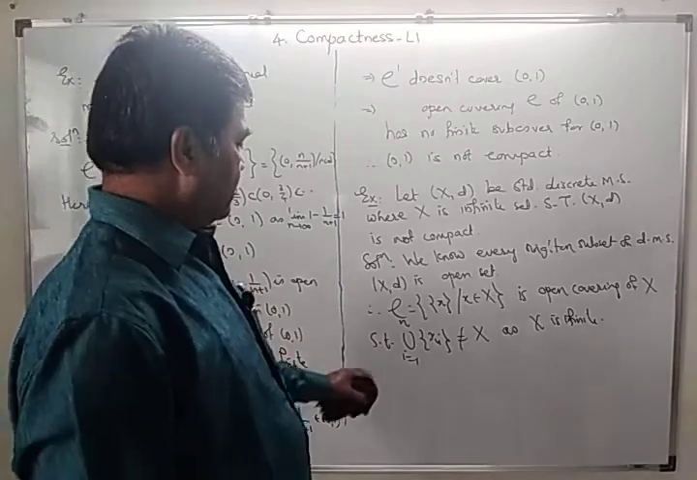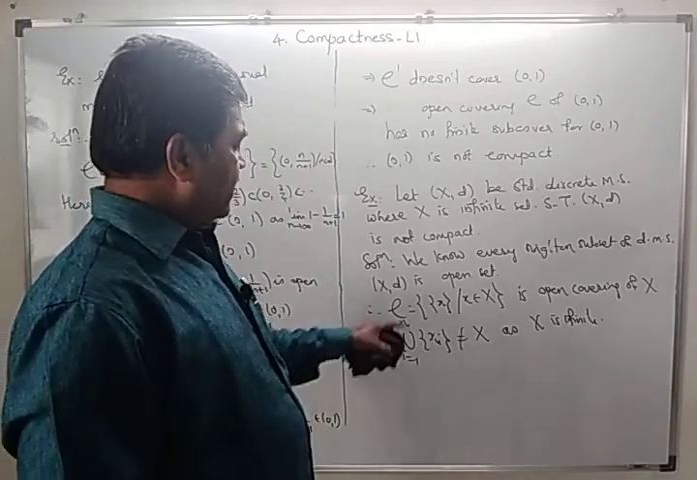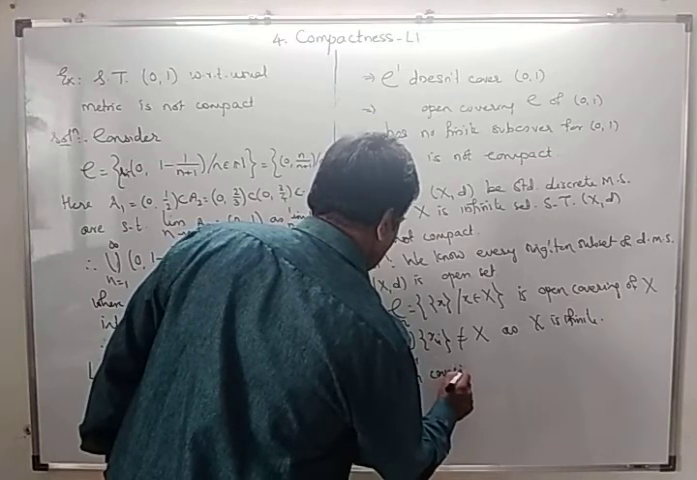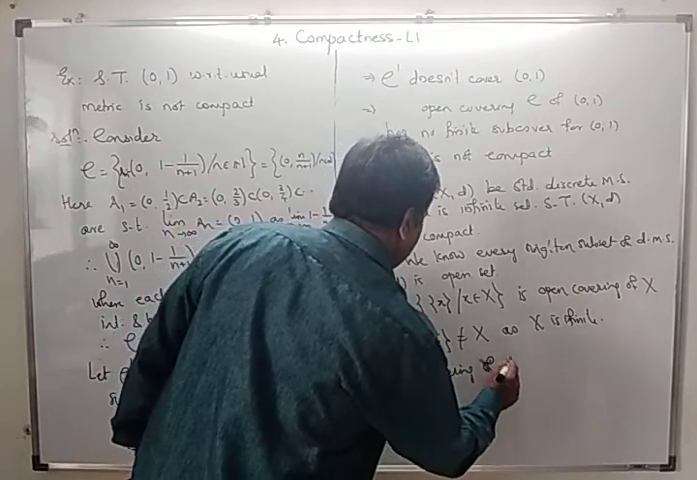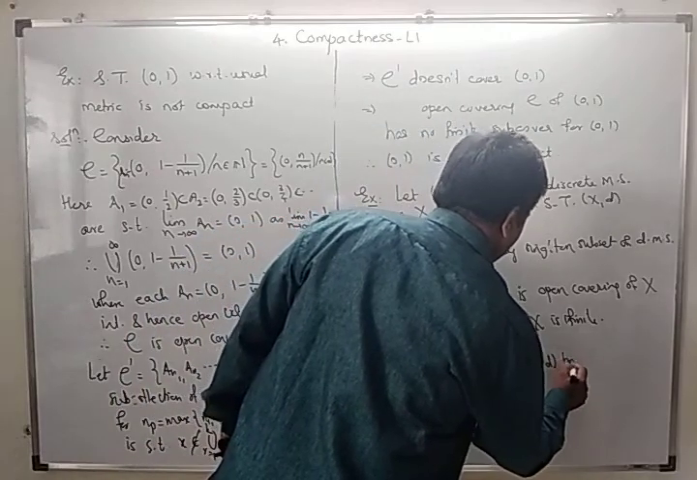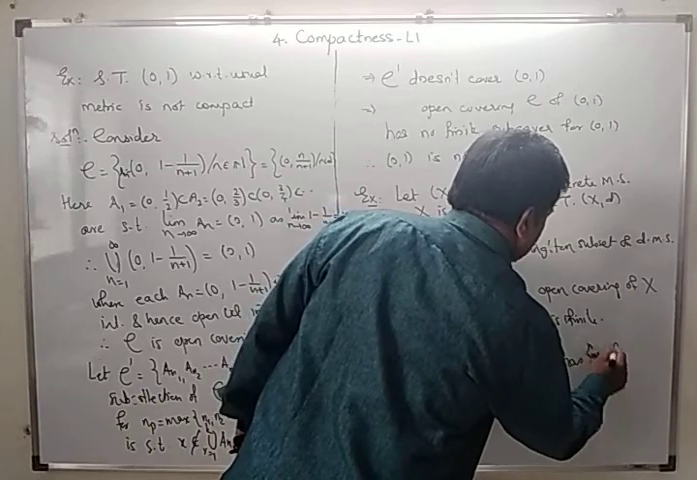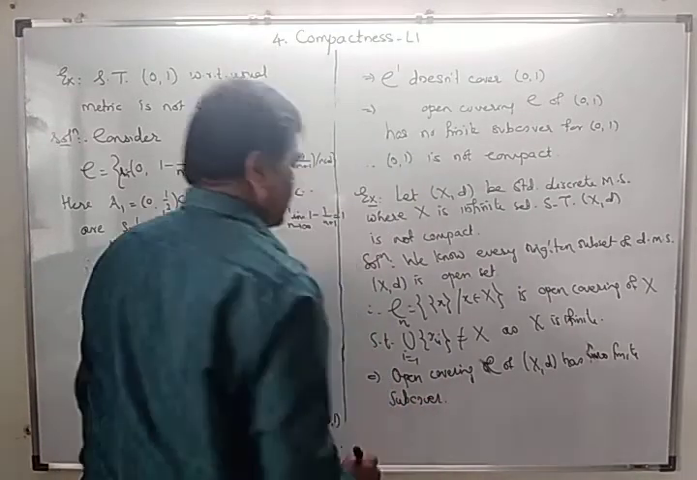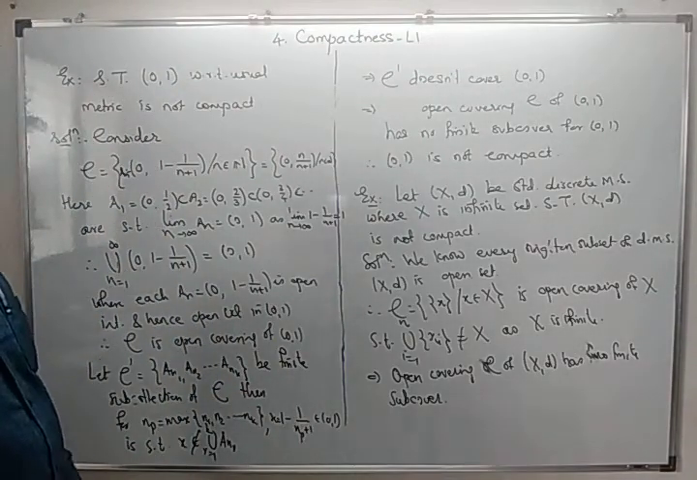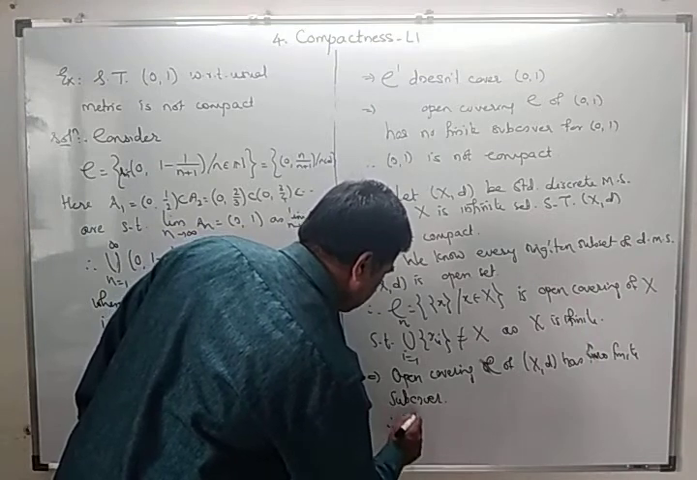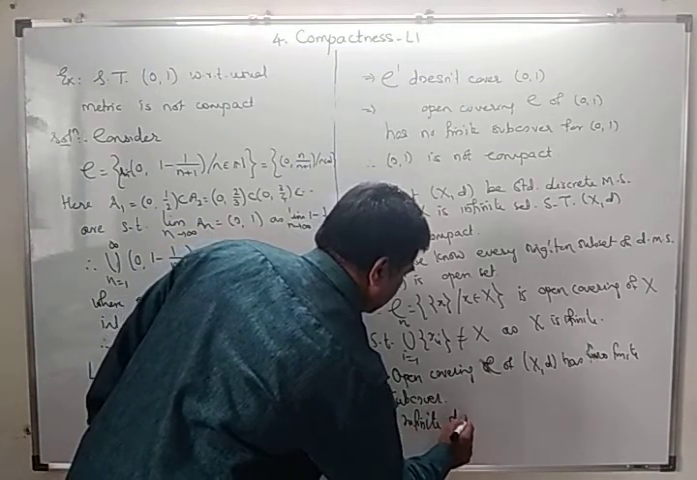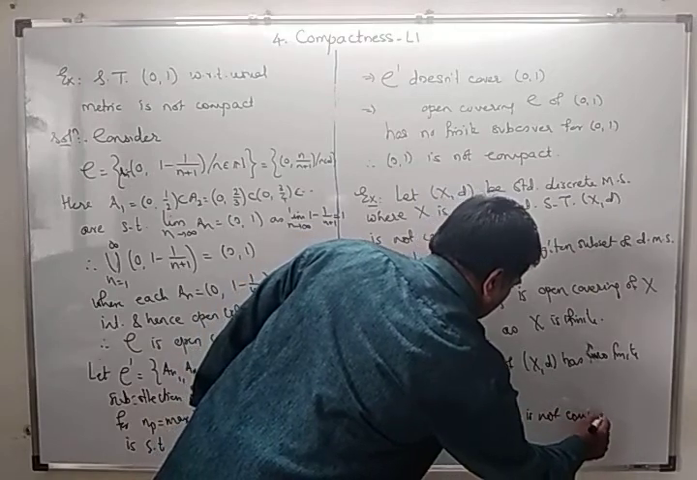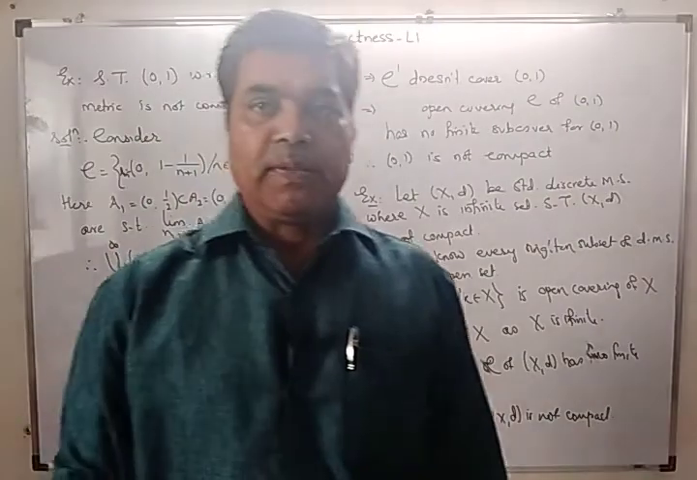This implies the open covering C of X has no finite subcover. And therefore an infinite discrete metric space (X, d) is not compact. It is not a compact metric space.